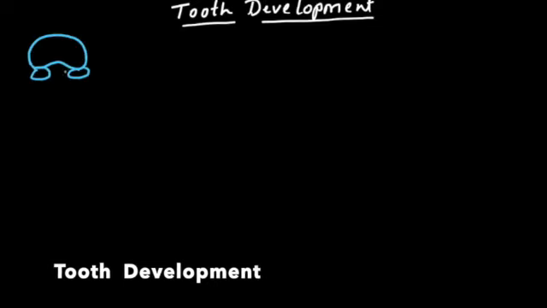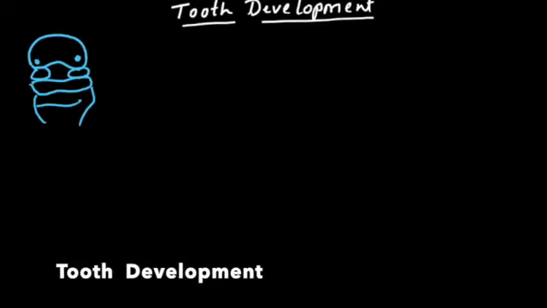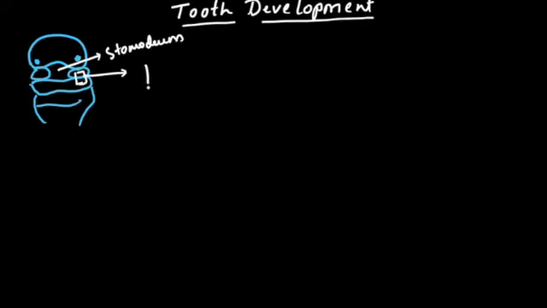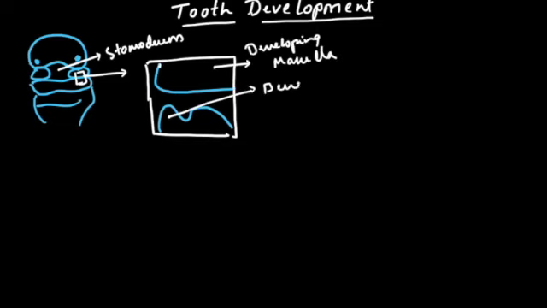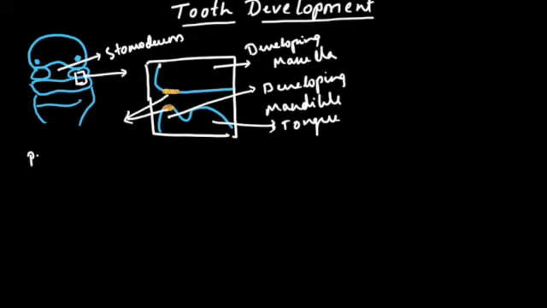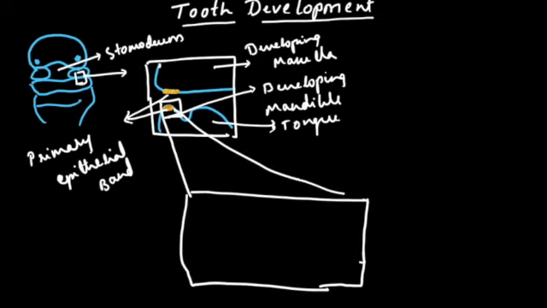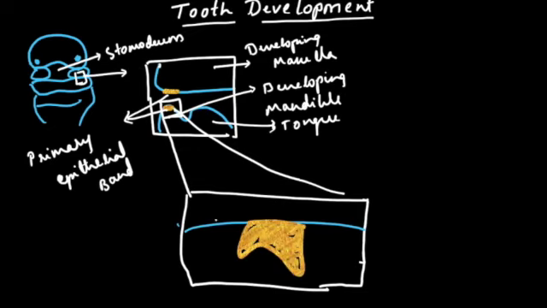Today's topic of discussion is tooth development. Tooth development is an orchestrated and continuous process which starts in embryonic life. On the 37th day of intrauterine life, on the developing maxillary and mandibular arches, we see thickening of oral ectoderm in a horseshoe-shaped pattern, and this thickening is called the primary epithelial band. This band proliferates to form two processes called the vestibular lamina and dental lamina.